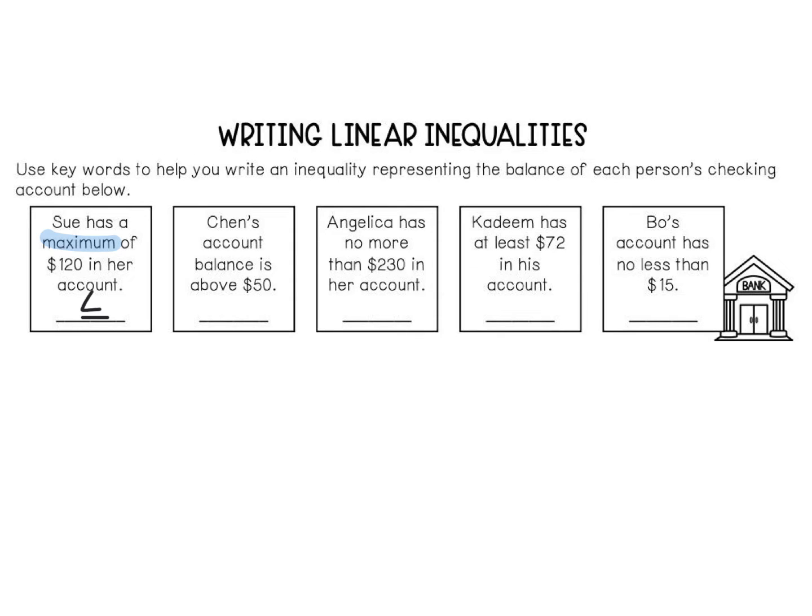This next one, Chen's account balance is above $50. So the account balance is more than $50, so we use the greater than symbol. Angelica has no more than $230 in her account. So no more than that means she cannot have 231, 232, 233. It's got to be less than or equal to 230.